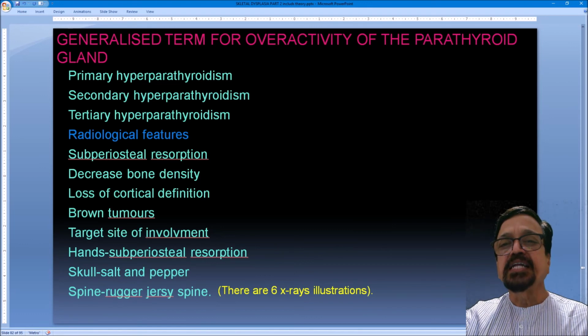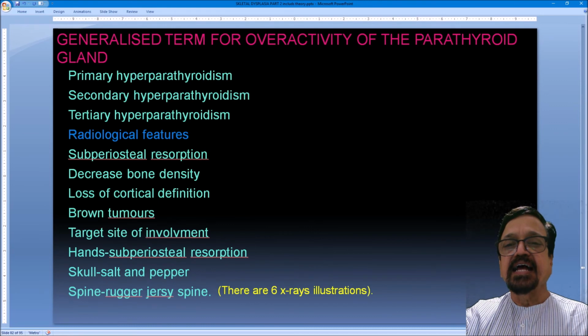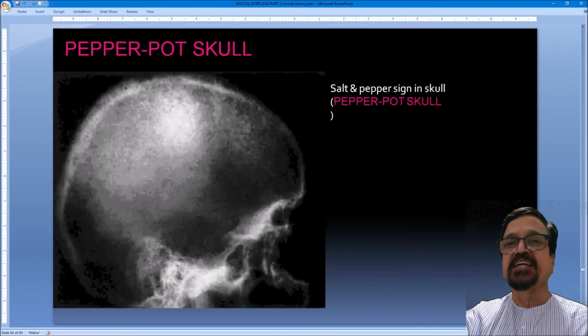subperiosteal resorption, decreased bone density, loss of cortical definition, then Brown's tumor, target site of involvement, and hence subperiosteal resorption, and the skull shows salt and pepper appearance, and the spine shows rugger jersey spine. Now all these radiological features which are listed here are seen in the radiographs, of which 6 illustrations are there.